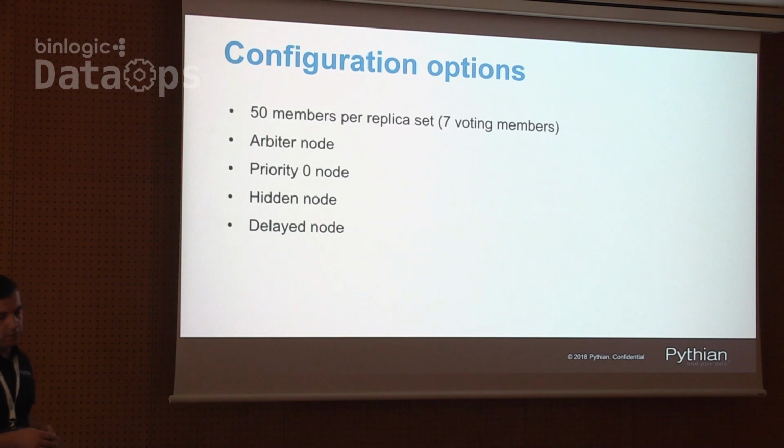Some configuration options about MongoDB replica sets. You can have 50 members in a MongoDB replica set. 7 of those can vote in elections. So when there is a failover, only 7 of those 50 members can vote. And there are options to have Arbiter node, priority 0 node, hidden node, and delayed node.